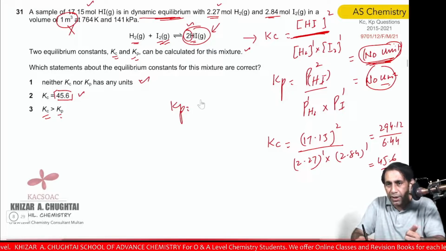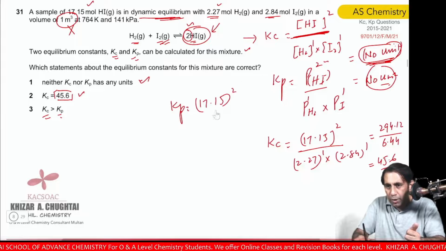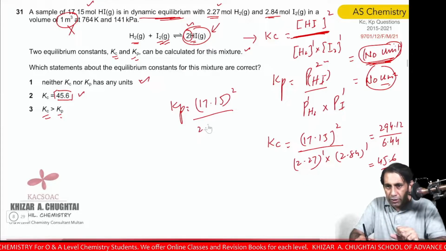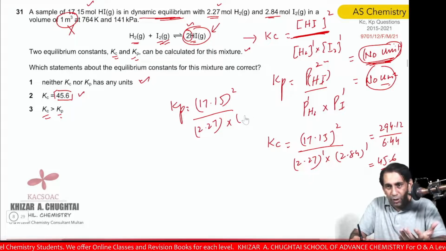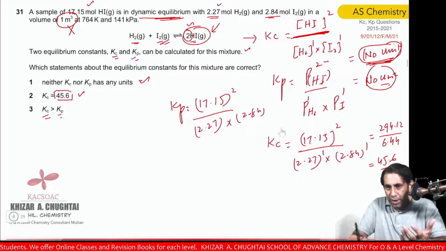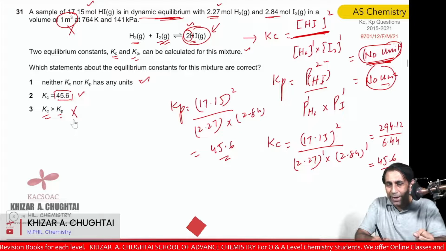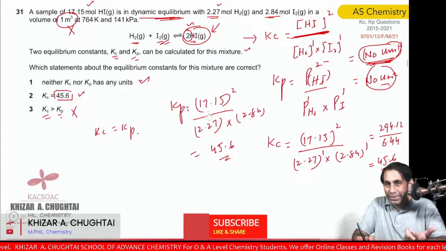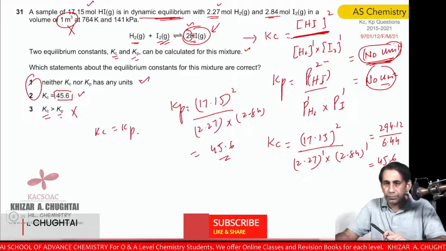Moles of HI, 17.15 raised to power 2, divided by the pressure of hydrogen because of its moles, and the pressure of iodine because of its moles, 2.84. Similarly, the answer will be equal to 45.6. This is incorrect. Kc is equal to Kp in this case. So 1 and 2 are the only two correct options.